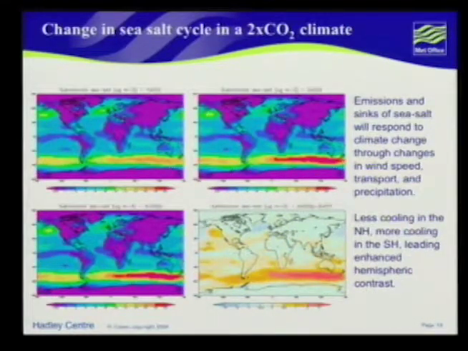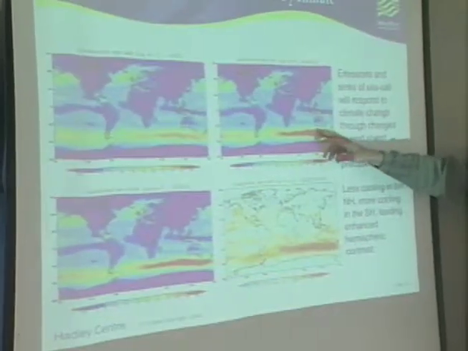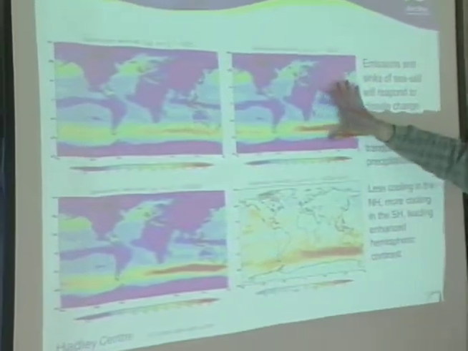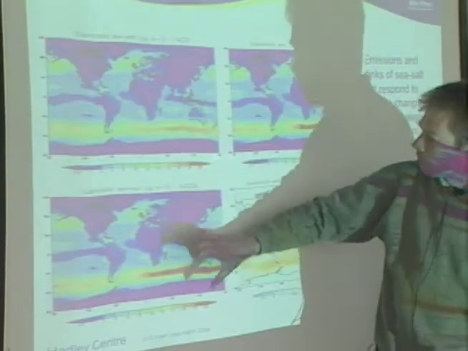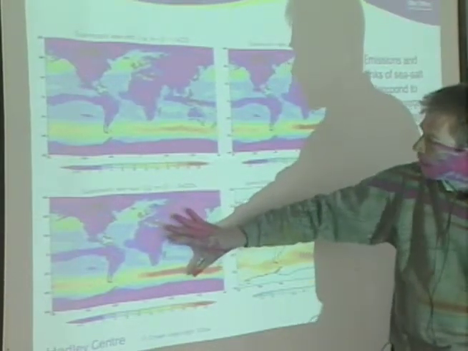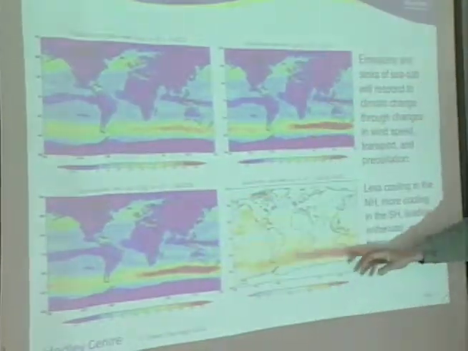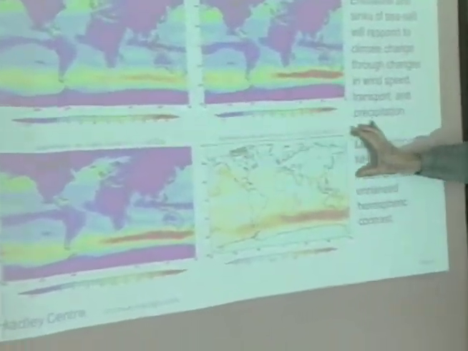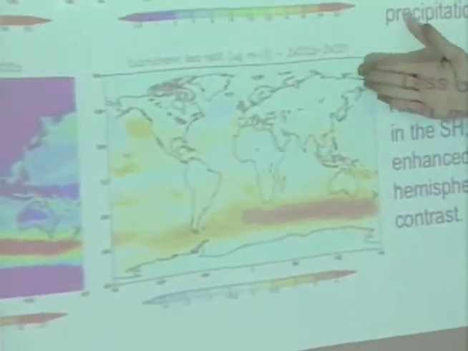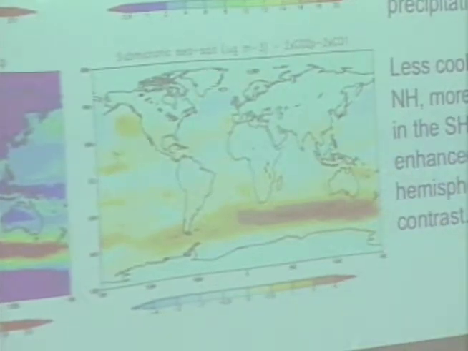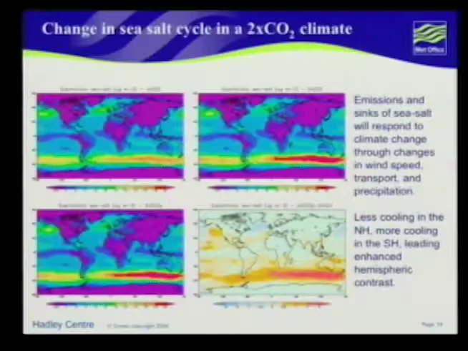Similar thing if you look at sea salt. At least in our model, climate change is increasing the wind speed over some parts of the ocean, so you increase your sea salt production, and your burden of sea salt is larger in 2 times CO2 conditions than in 1 times CO2 conditions. If you now account for changes in precipitation as well, this is what you get. And if you look at the difference between these two, you again get a bit less sea salt in the northern hemisphere and a bit more sea salt in the southern hemisphere. So again, something which will tend to warm the northern hemisphere and cool the southern hemisphere. But we're not talking about large numbers here.